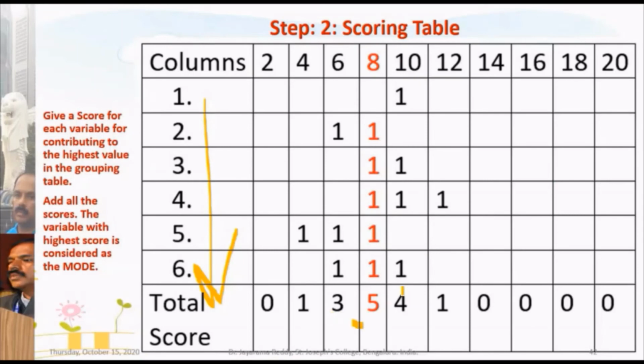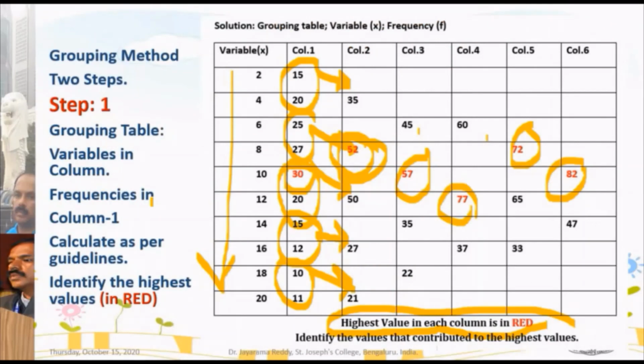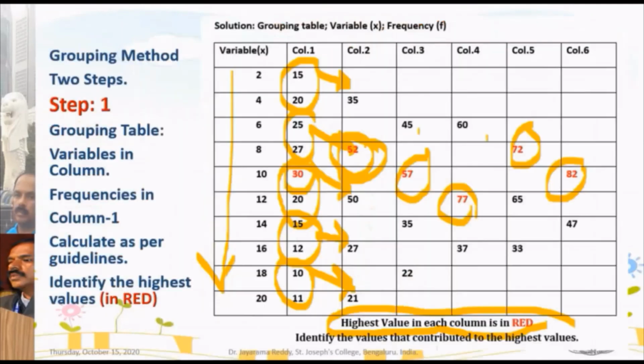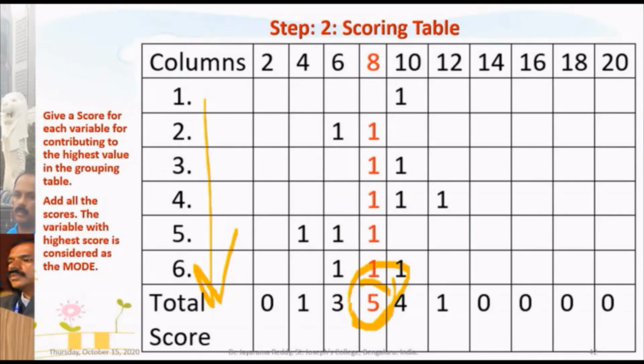Scoring is done by the contribution of each column in giving rise to the highest value. So to make up the highest value, which frequencies are representing the highest number. For example, in column number 1, 30 is the highest value. It is contributed by 10. 10 gets 1 point. Similarly, for each variable, what is the contribution in giving rise to the highest value, and that is what is calculated.